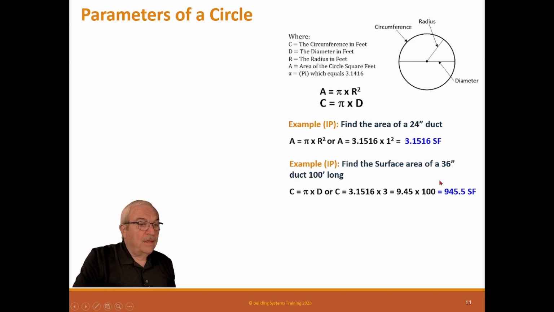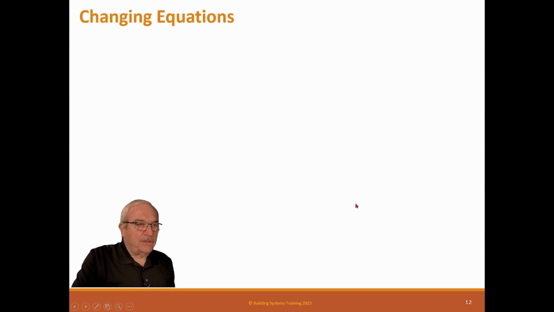945.5 square feet. So you use something like this if you're trying to figure out how much insulation you need on a duct, or if you're doing a duct test and you need to know the surface area of the duct. So that's the standard circle calculation.